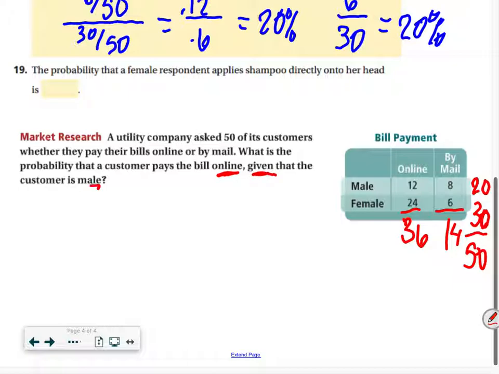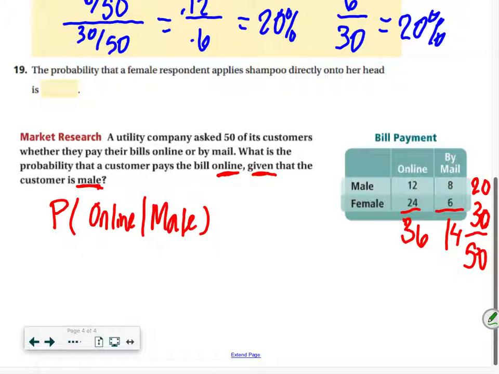given that they're male? I think the hardest part is trying to figure out which one goes first. It says what's the probability that they pay their bill online given that they're male? So male is given, so male goes in the back. We're giving the male. And so then online has to go in front.